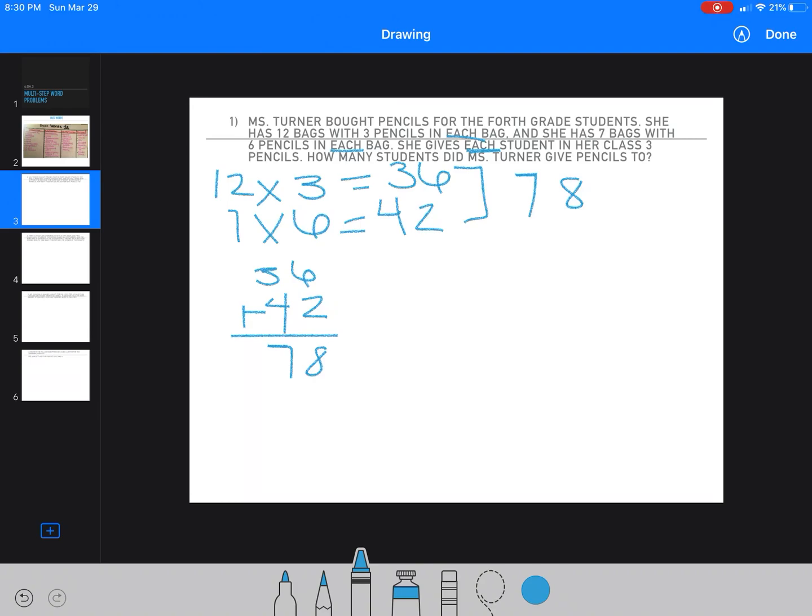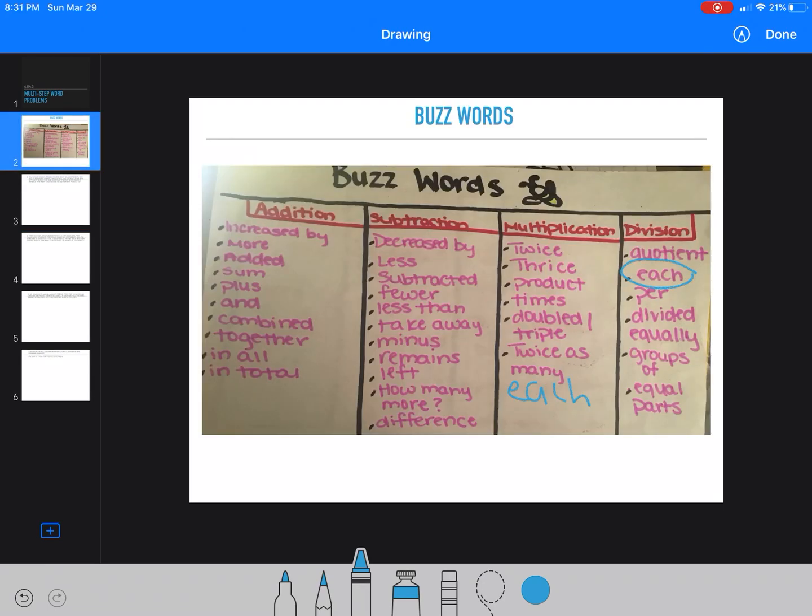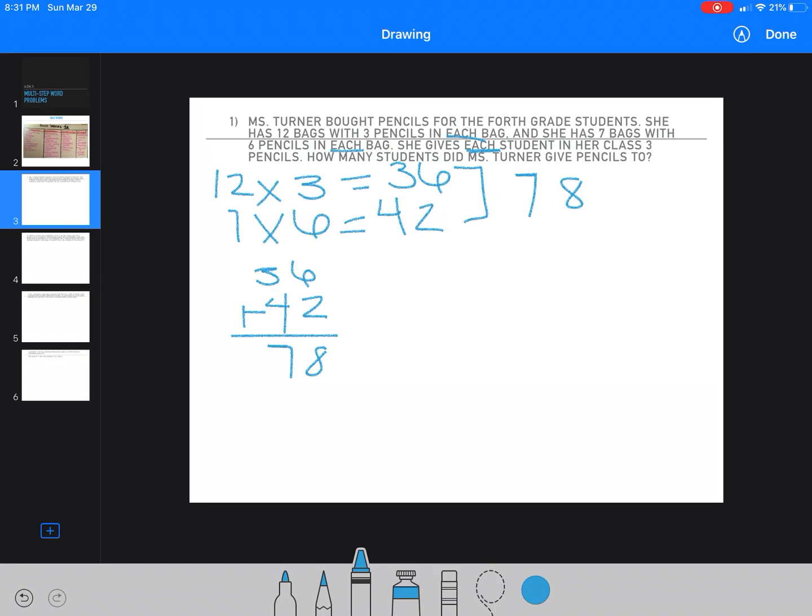But that's not what the problem's asking me to solve. The problem wants me to figure out if she gives 3 pencils to each student in her class, how many students did Miss Turner give pencils to? So in that sentence, I see the buzzword each. And I know that in that sentence, I'm going to be relying heavily on my division in order to solve because she has 78 pencils and each student is getting 3 pencils. So that means I'm breaking apart 78 into 3 groups.